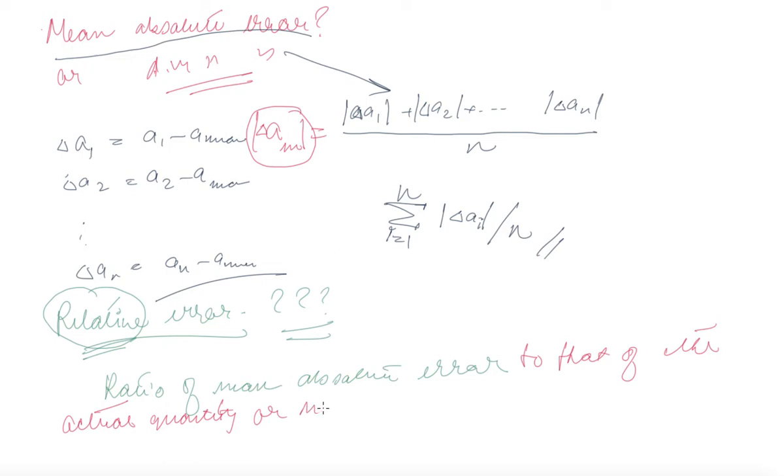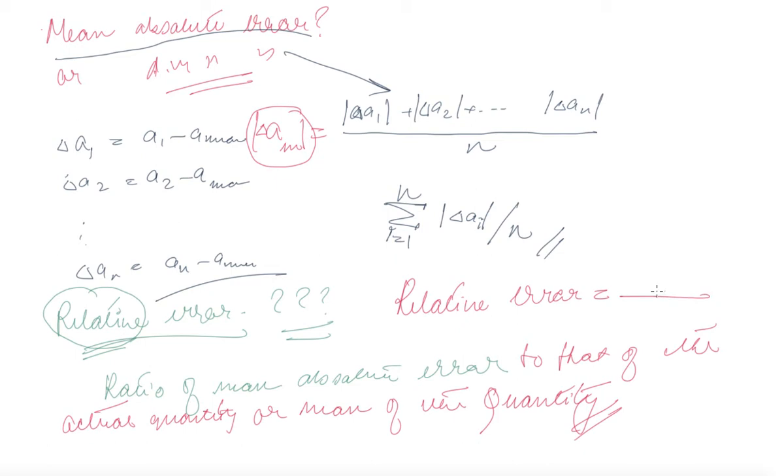or mean of the quantity. So this is what is meant. Now relative error mathematically is given by, so that you can understand this and apply this in your examination, the ratio between the mean absolute error and the mean value.